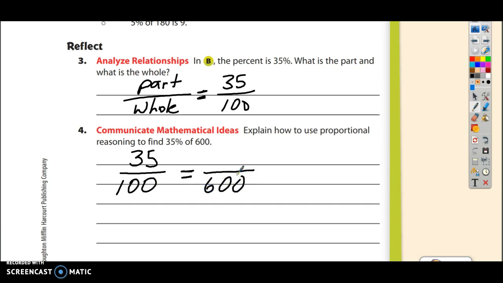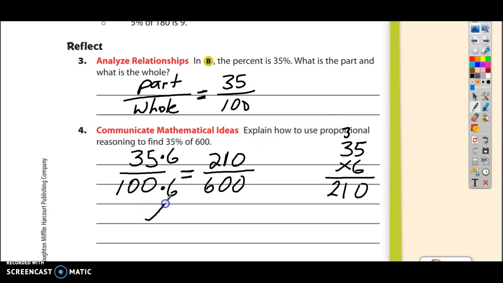600 would be the second term. How do you get from 100 to 600? Multiply by 6. So I'm going to do 35 times 6. And I actually did this on a previous page. 6 times 5 is 30. 6 times 3 is 18. Plus 3 is 21. You get 210. So it says explain how to use proportional reasoning.